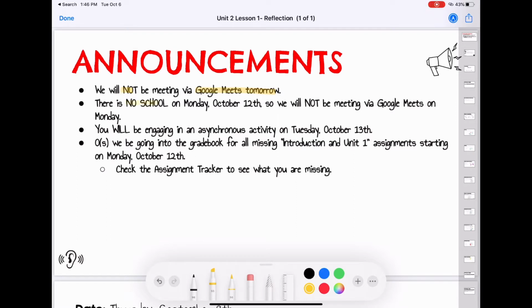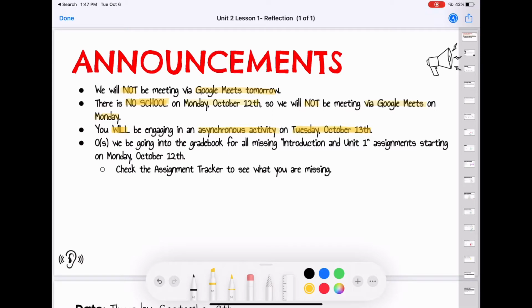There is also no school on Monday, October 12th, so we will not be meeting via Google Meets on Monday. The reason is that Monday, October 12th is Columbus Day, which is considered a holiday. However, you will be engaging in an asynchronous activity on Tuesday, October 13th. That means that you will not be coming to school on Friday, you will not be coming to school on Monday, but you will be responsible for logging on Tuesday to complete that assignment.